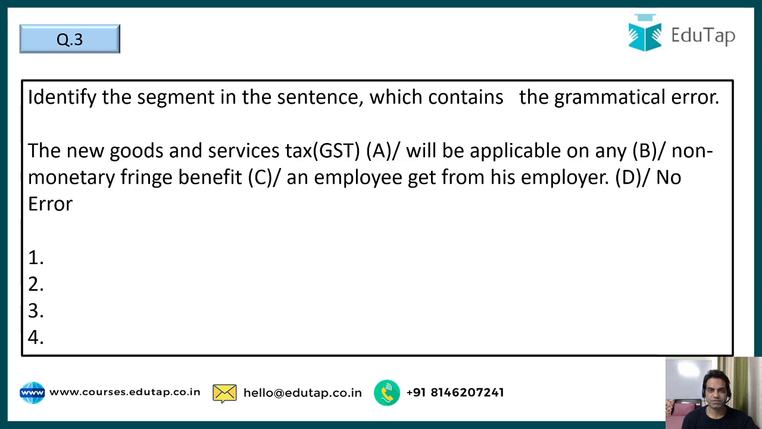Moving ahead guys, again to find the error in the sentence. The new goods and services tax will be applicable on any non-monetary fringe benefit an employee get from his employer. Again, a question of subject verb agreement. Any non-monetary fringe benefit an employee get, it should be gets. So as a singular subject, it should take a singular verb. It should be gets from his employer. So there are some questions on subject verb agreement. So you should be careful about these questions.